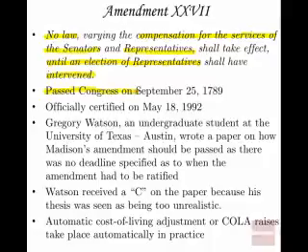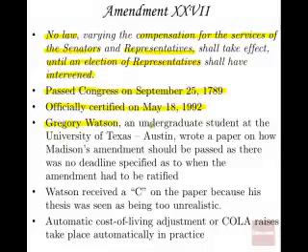This passed Congress on September 25th, 1789. That's not a typo, 1789. And it was officially certified on May 18th, 1992. So over 200 years passed, nearly 203 years, between the passage of the amendment in Congress and its ratification. This was actually part of the original 12 amendments proposed for the Bill of Rights, but this amendment wasn't ratified at the time, though it was passed by Congress. And again, very interesting story.